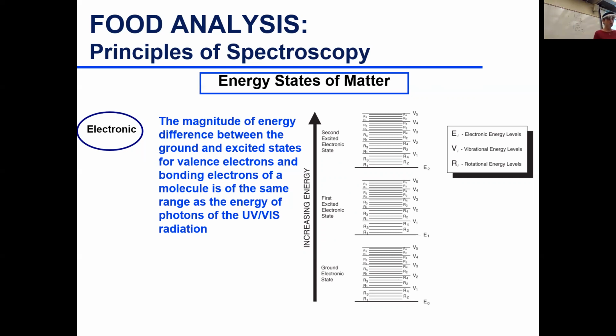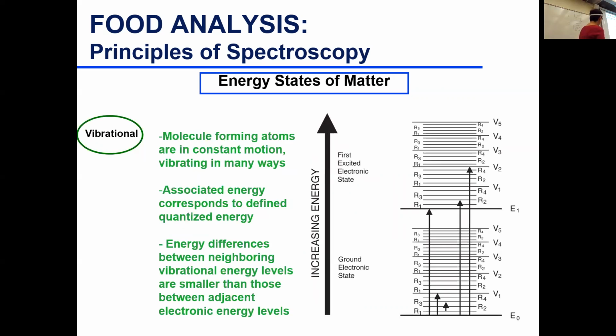So when we're measuring absorption in the UV range or the visible range, we're measuring absorption of electronic energy, which has to do with the valence electrons. So the UV-vis radiation wavelengths carry allowable energy levels for electrons, or valence electrons, to shift and go to a higher shell.